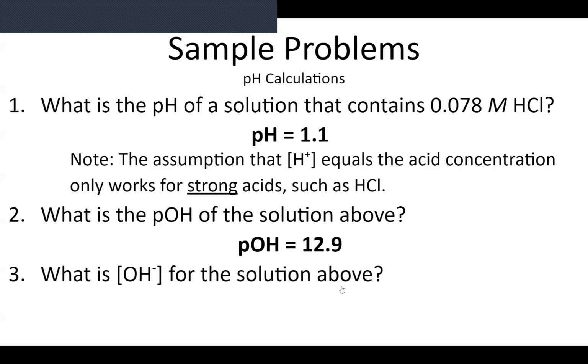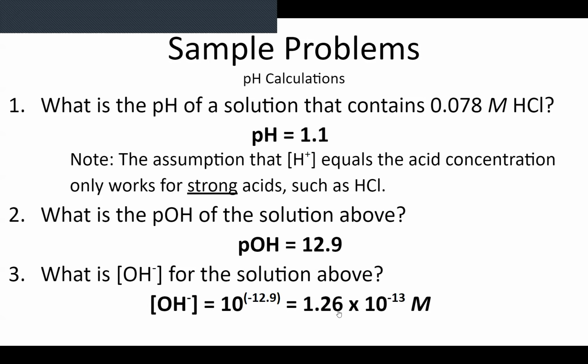Question 3. You'll definitely need a calculator for this one. What's the OH minus concentration for this solution? We know the pOH, but we don't know the hydroxide ion concentration. So to undo the log, take the number 10 and raise it to the negative pOH power. So on your calculator, type in 10, look for the upwards caret button, and then type in the negative button, 12.9, and hit enter. I'm going to round to 3 significant figures, so 1.26.